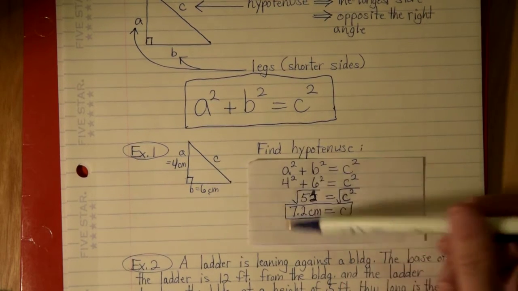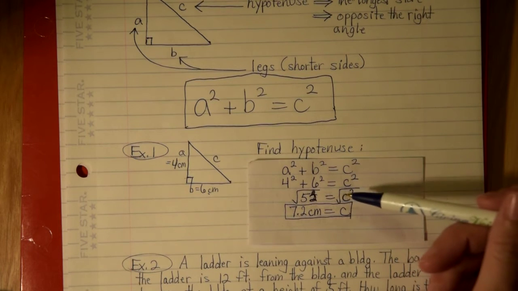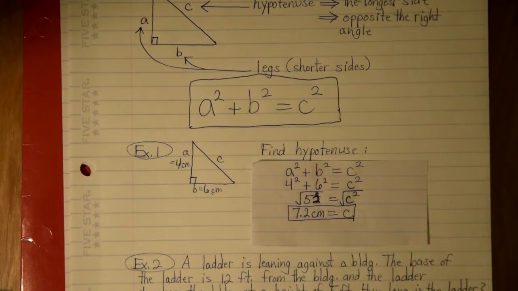These are all the steps I want you to show: the triangle, the formula, the numbers plugged into the formula, the square root step, and then the answer with units if there are units. All right, let me make sure I'm still on the screen this time. Yes, I am.